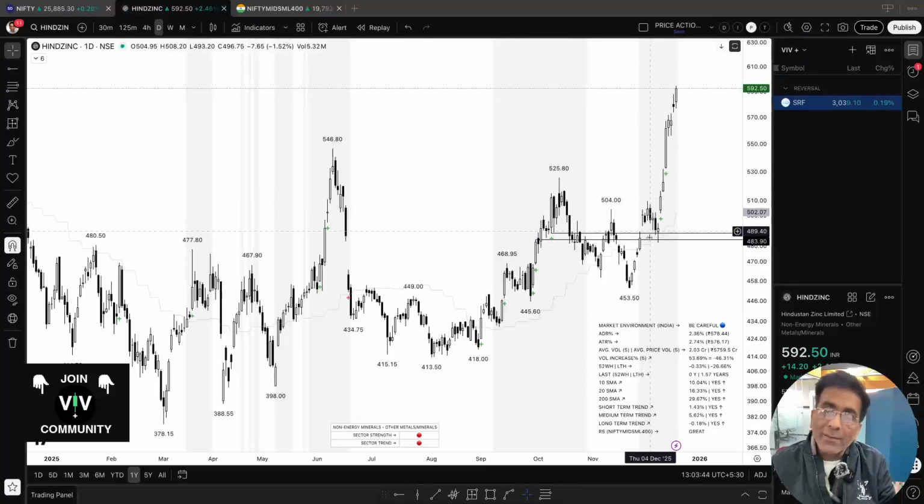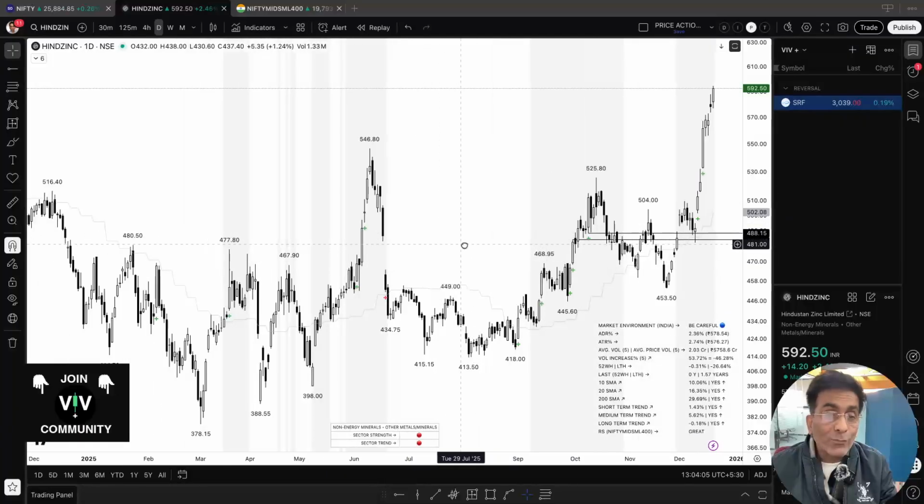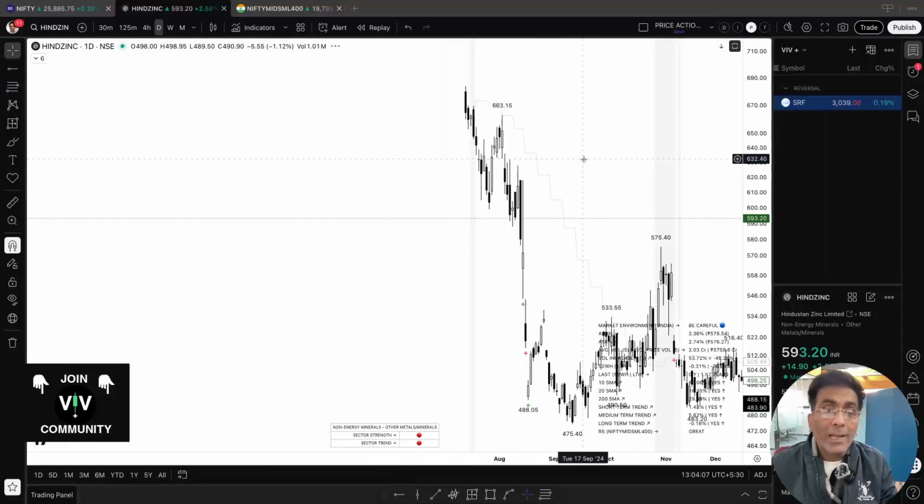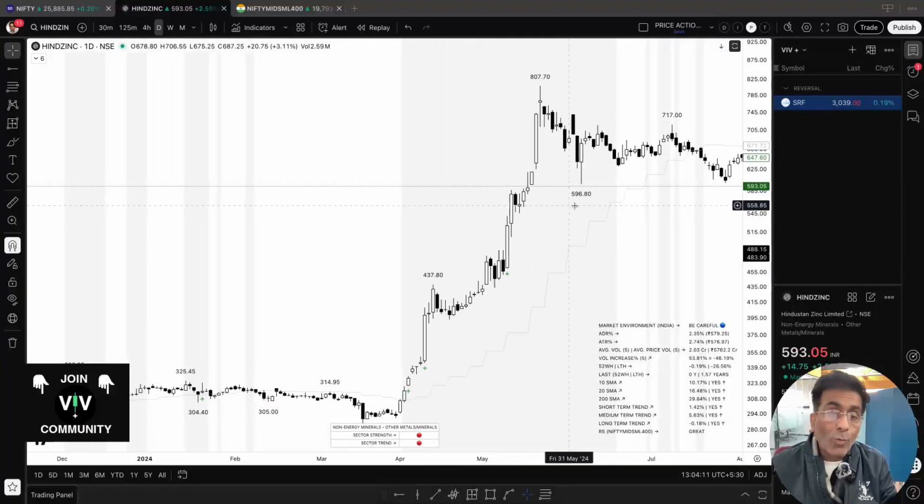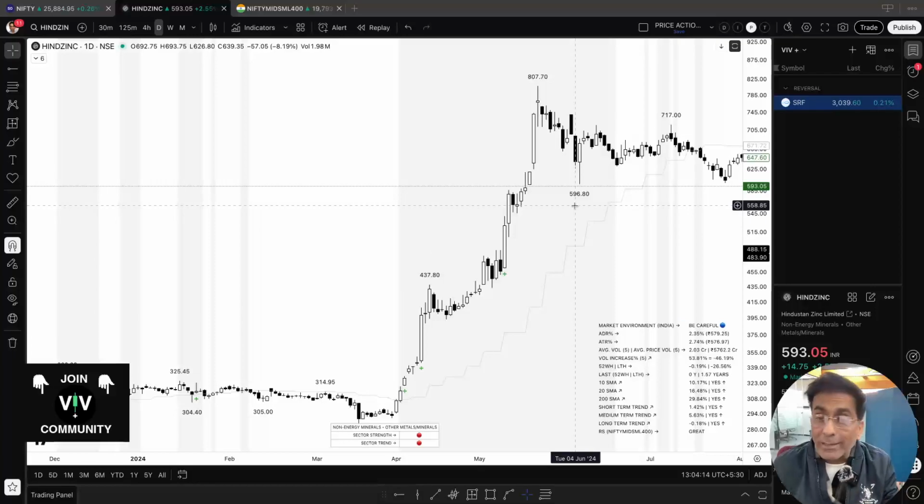I have invested here in Hindustan. I am not trading in this stock, but I have invested for the next 1 year, 2 years, 3 years. Not every trade will be successful, you have to understand. But I can show you the history, see how you can catch high probabilities.